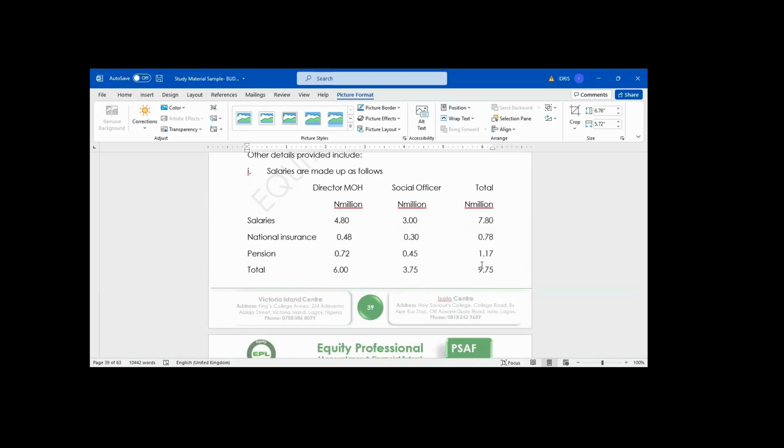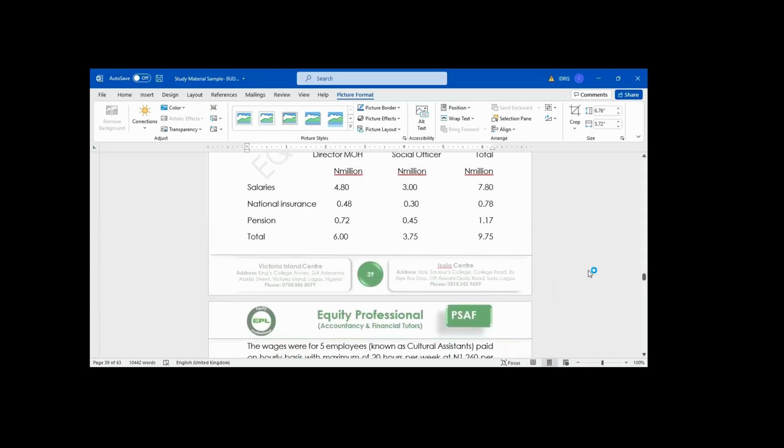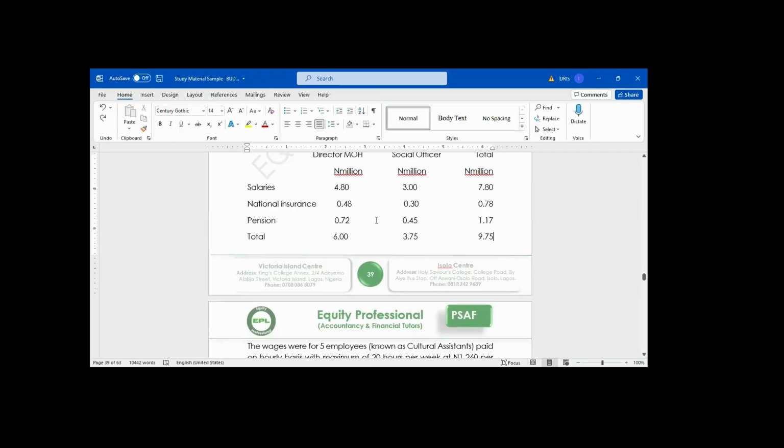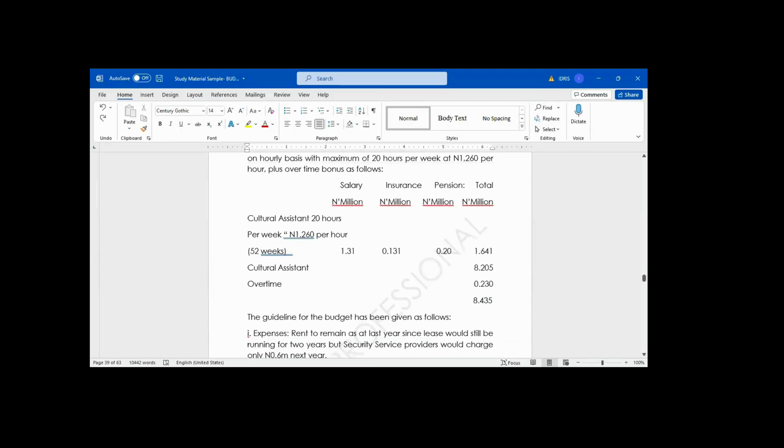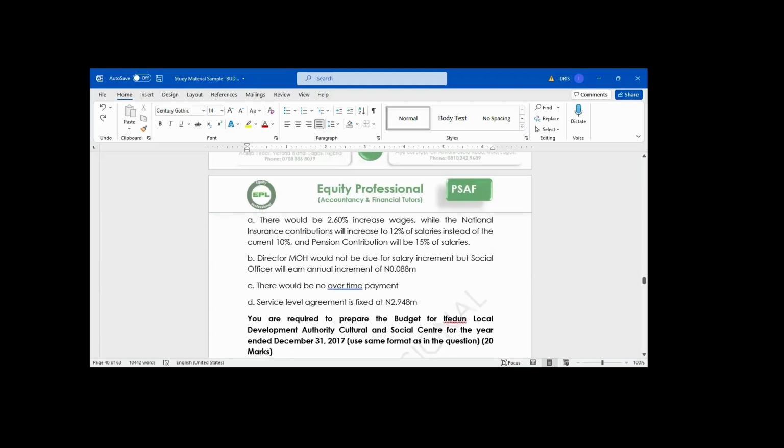7.80 salaries, national insurance 0.78, pension 1.17. At the end of the day, everything together is 9.75. This salary alone is going to increase. Pension too will increase. Insurance too will increase. So now, what is the increase in the salary, according to the notes? What note gave us how the salary increased?